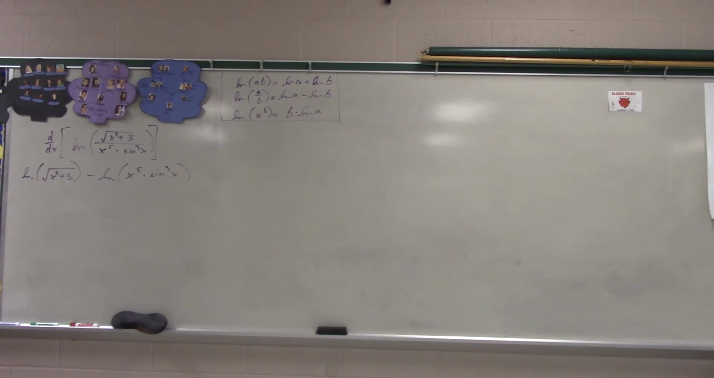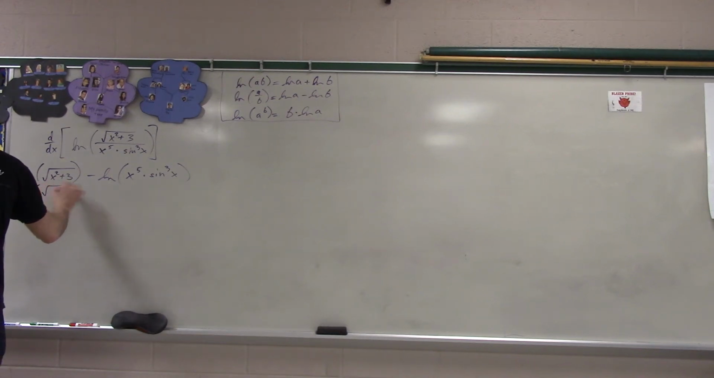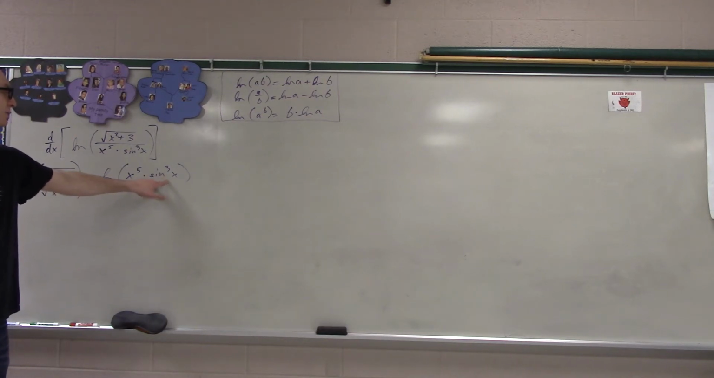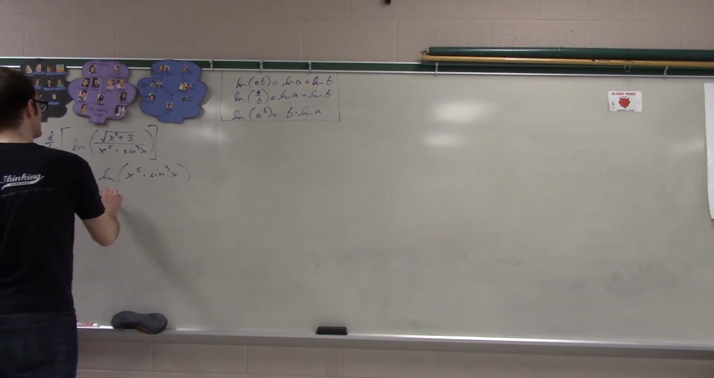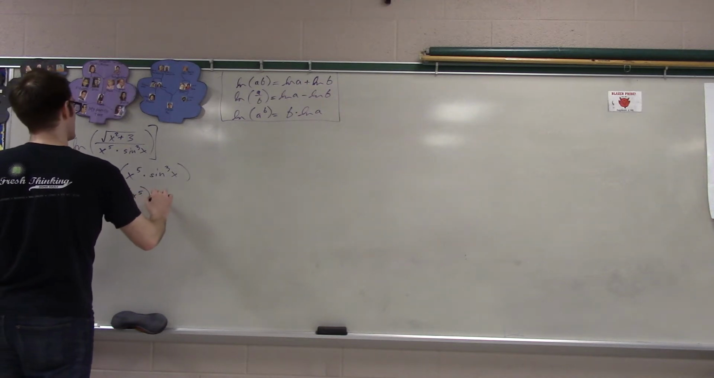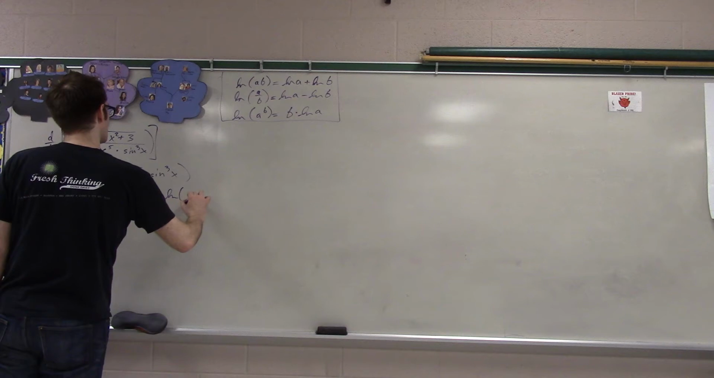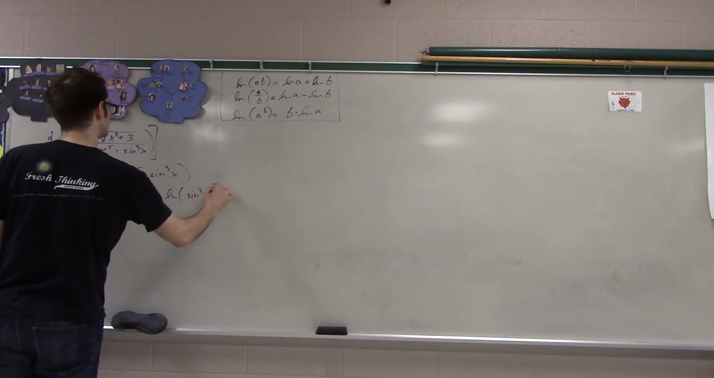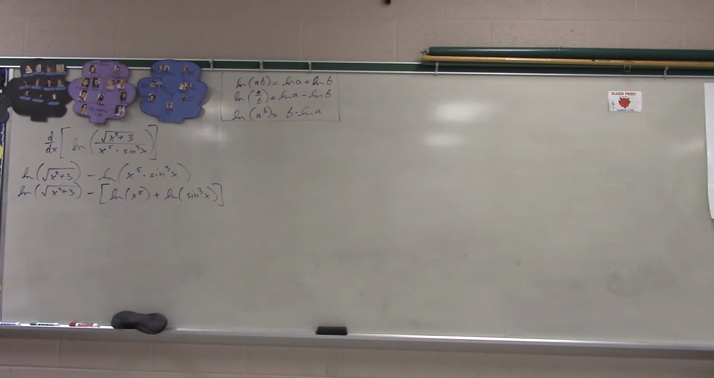Okay, but I can keep going. There's no reason to stop there. This is root x squared plus 3, but this is also a log rule, right? So this is like minus, and then that's ln x to the 5th plus ln sine cubed x by log rule 1. But then log rule 3 is also relevant, right? Because this is really like ln of x squared plus 3 to the 1/2.